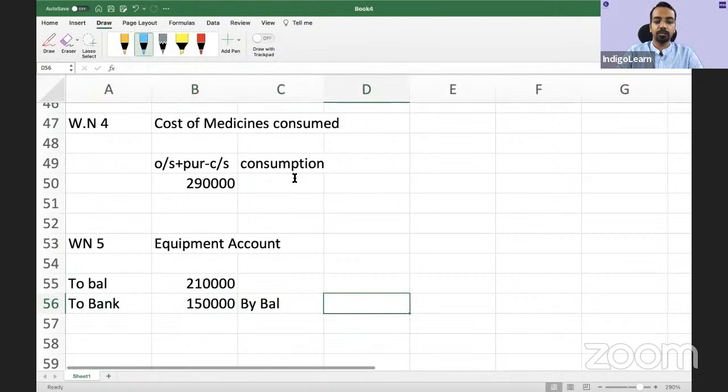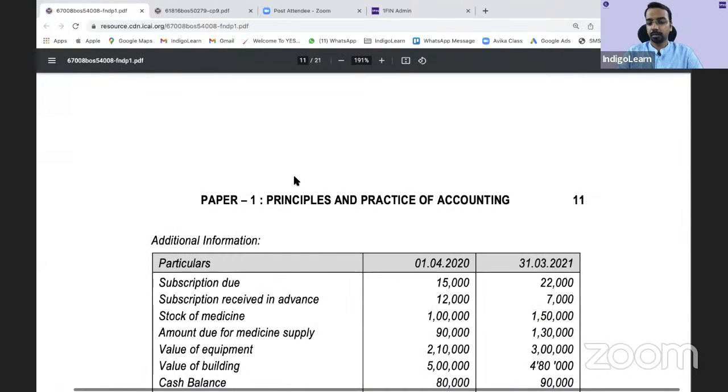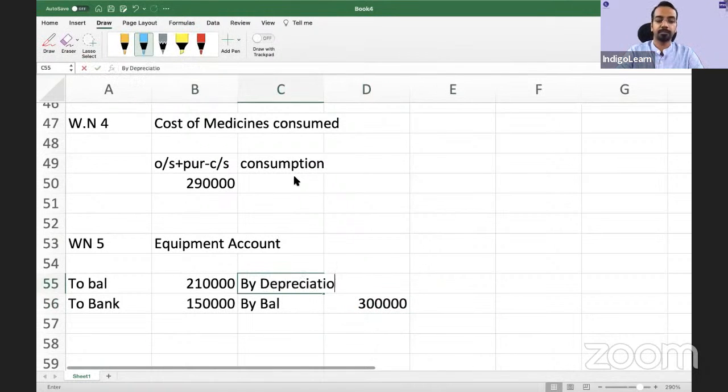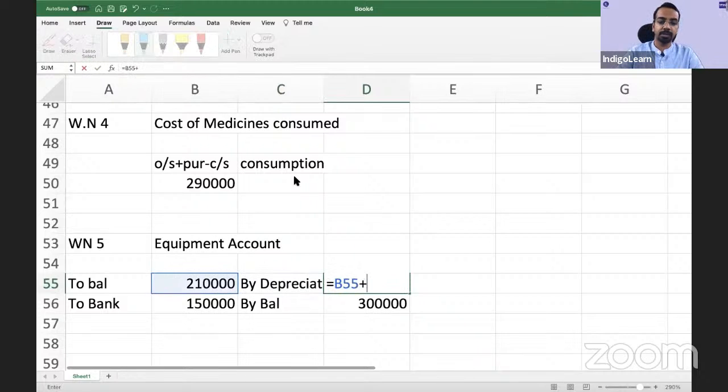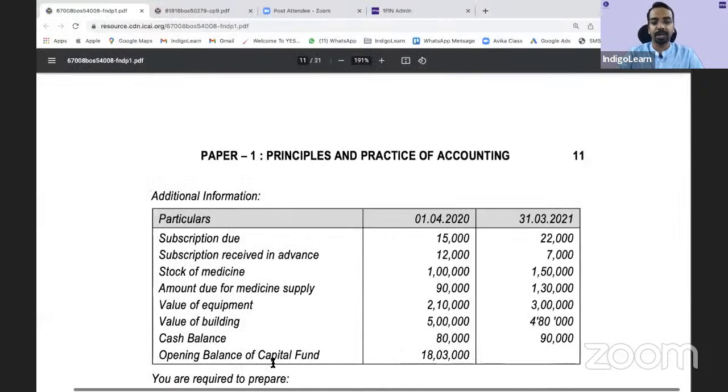By balance carried down, balance carried down is 3 lakhs. So the difference is depreciation, right? So 210 plus 150 minus 3 lakhs is the depreciation, 60,000. Now this depreciation will go to income and expenditure, post it there. Immediately post the equipment account also in the balance sheet, right? Similarly, building 5 lakh to 480, no purchases. So 20,000 is depreciation. So 2 depreciation entries and 2 fixed assets entries.